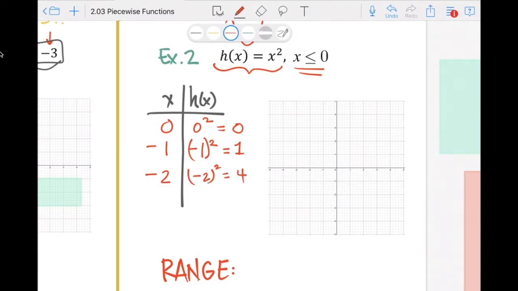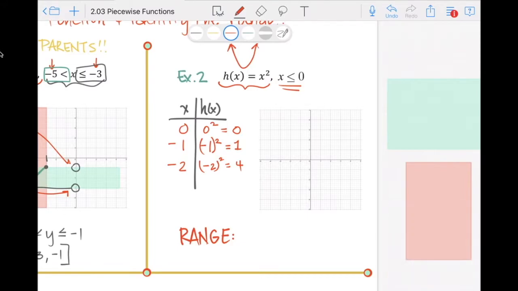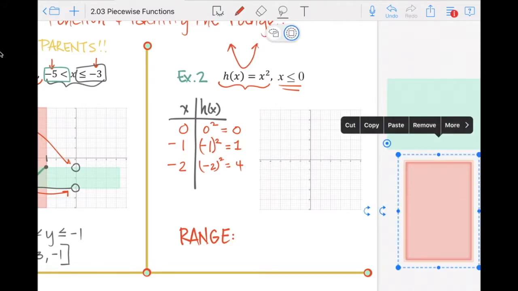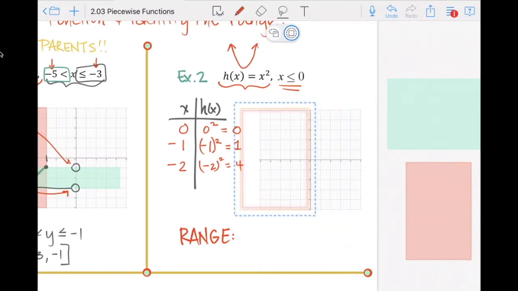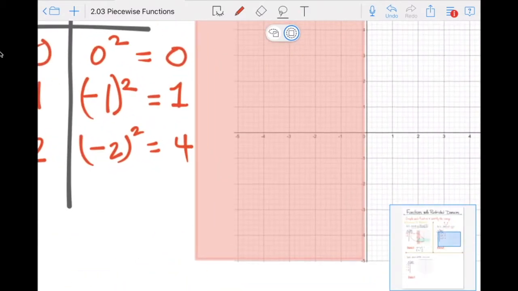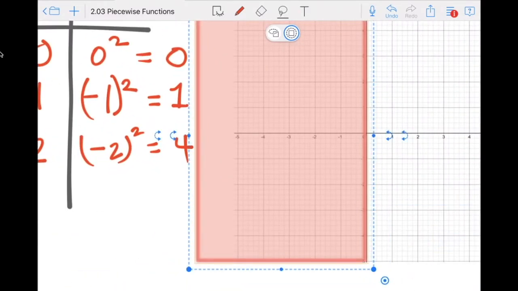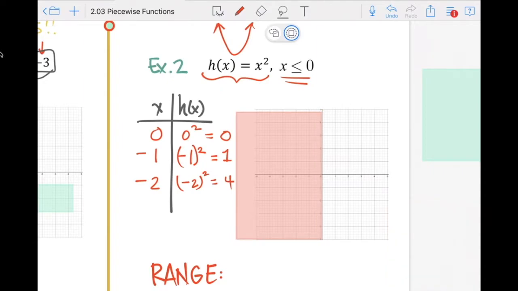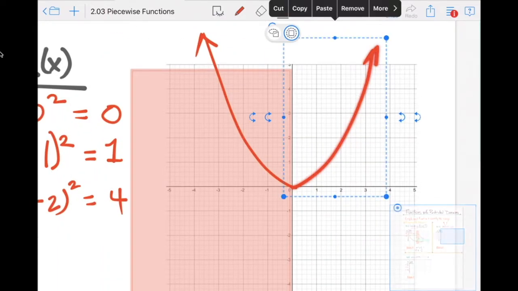So again, I'm going to use a colored box to identify the area that we're looking in. So x is less than or equal to 0. We're only going to be looking in the portion of the graph that's in the pink box. Now remember, if it's a parabola, and notice this is the parent function, if I were to sketch it loosely, it would look like this. But because of our domain restriction, the function is not defined for anything outside the pink box.